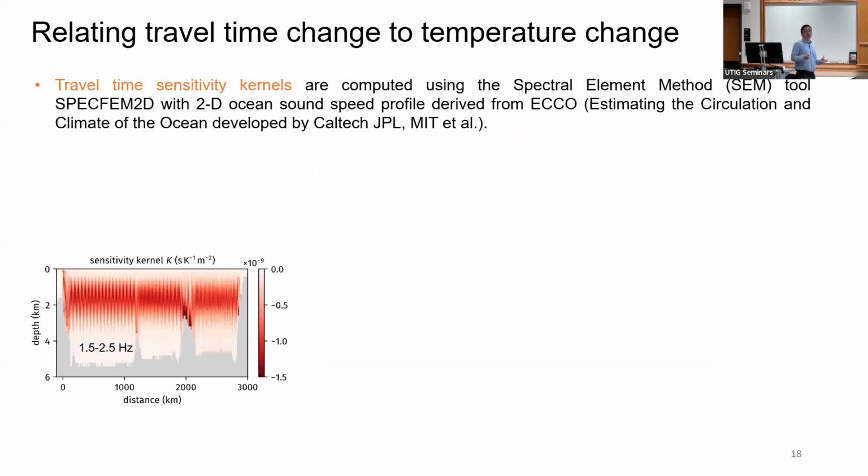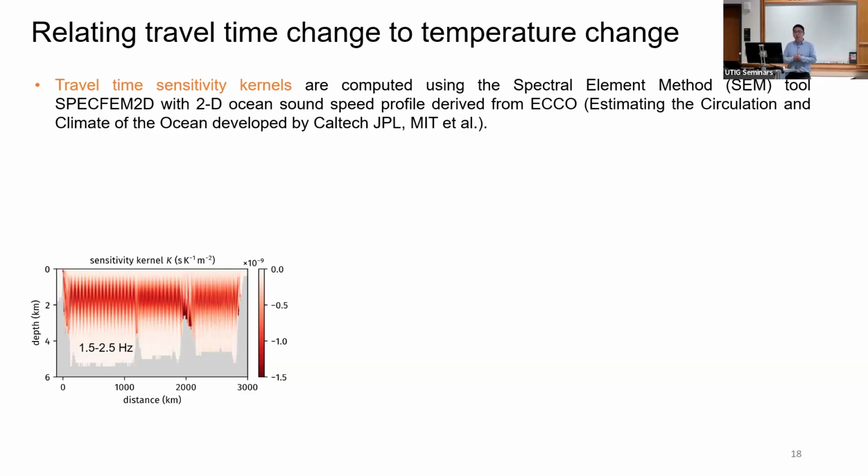So this is from this one example. We got the travel time change, but what we really want is the ocean temperature change, right? So we need to solve another technical issue, which is relating travel time change to temperature change. Here we use the numerical tool, the spectral element method SPECFEM2D, to solve the wave propagation problem, calculate the adjoint simulation results, and get the sensitivity kernels.